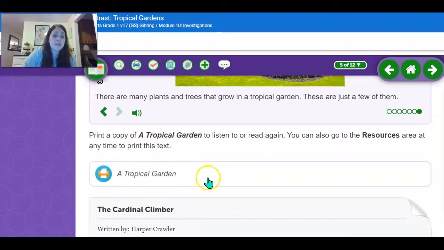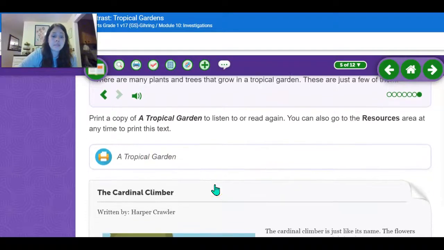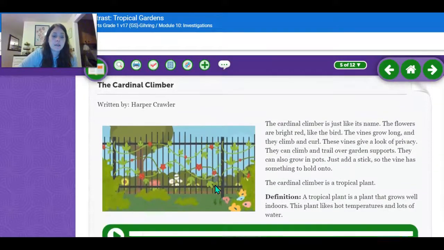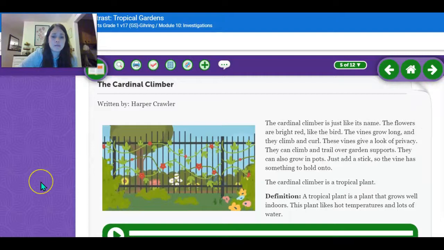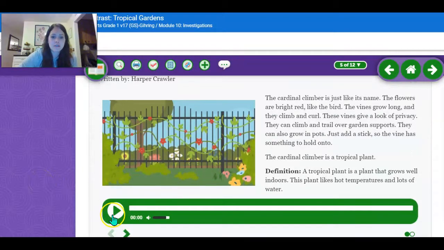Okay, so you have that story in your green workbook. Now the other one we have is the Cardinal Climber poster. So let's check this out.